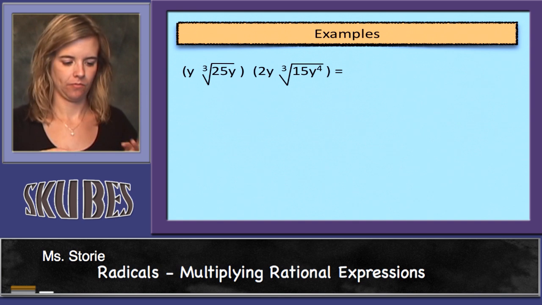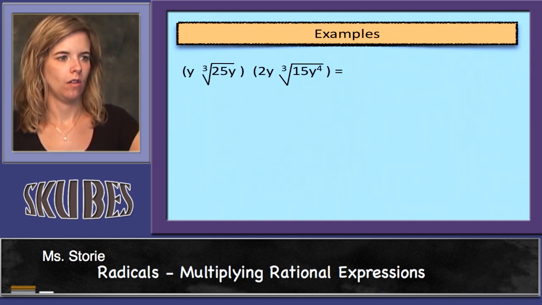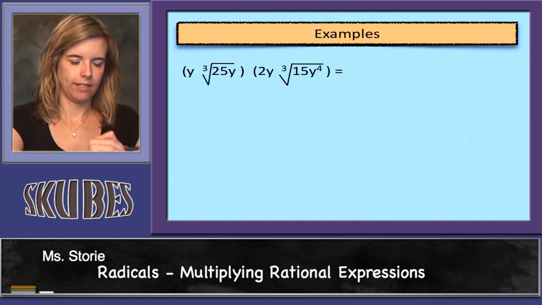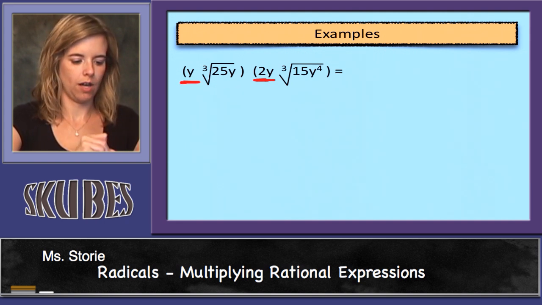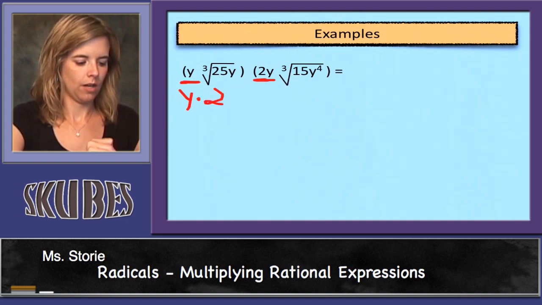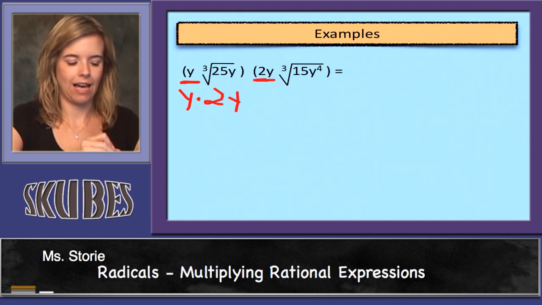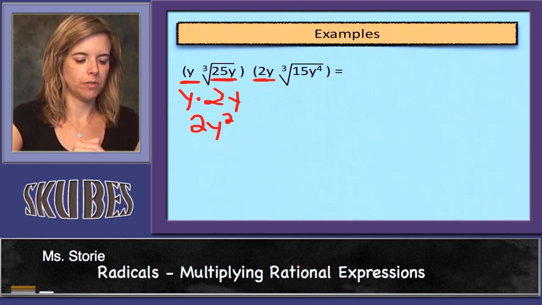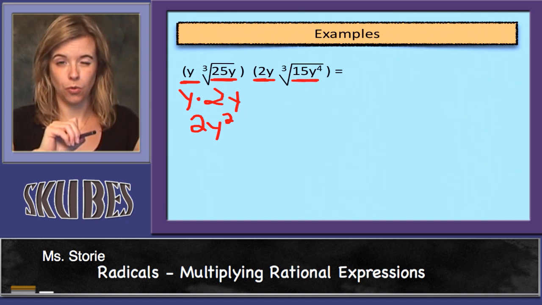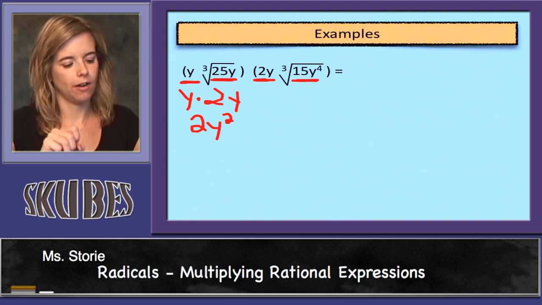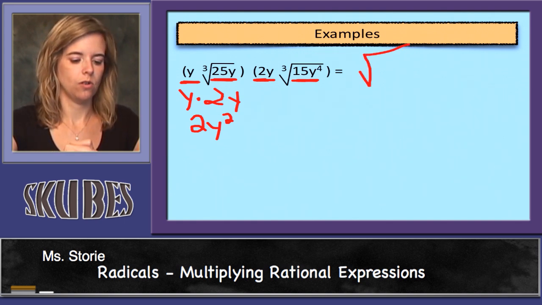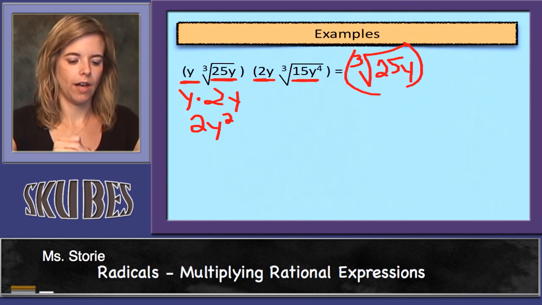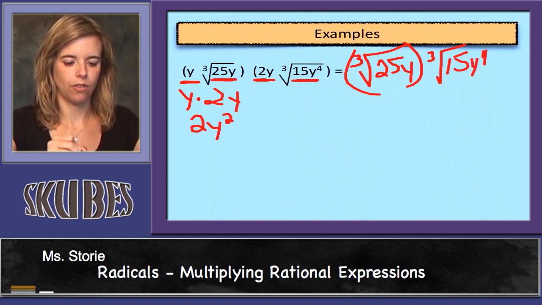Okay, ready? Yes, go ahead. Okay, so let's look at our final example. We have y times 2y. And remember, when you're multiplying with exponents, you're really not. You have to add them. So it's 2y squared. Now we're going to multiply the cube root of 25y and the cube root of 15y to the 4th. So, cube root, 25y, and we're multiplying it by the cube root of 15y to the 4th.